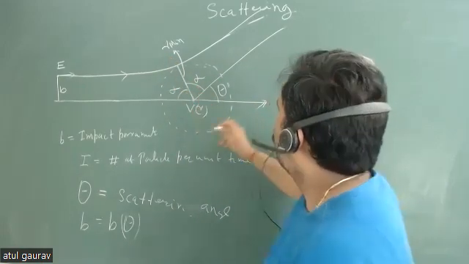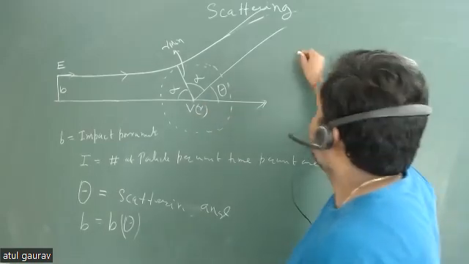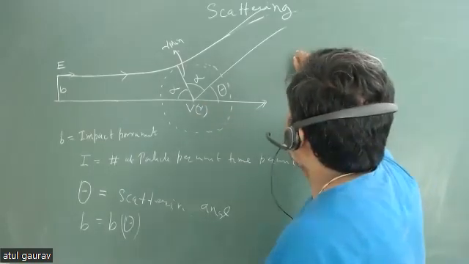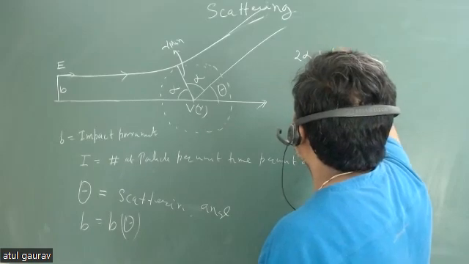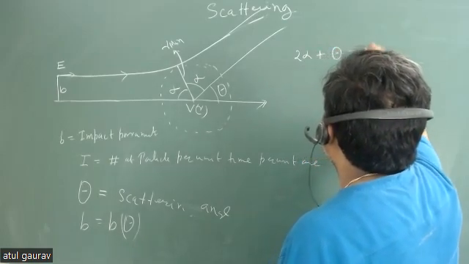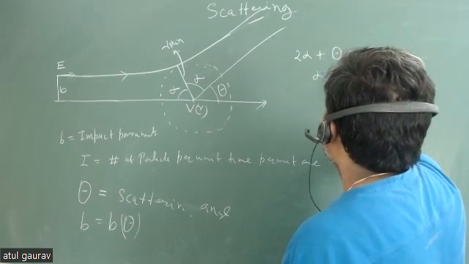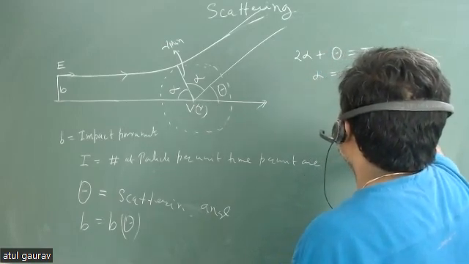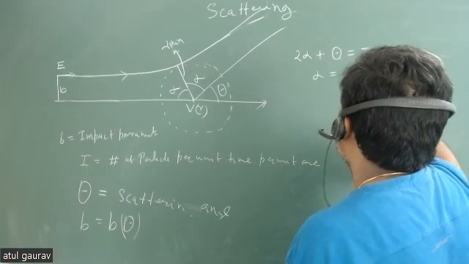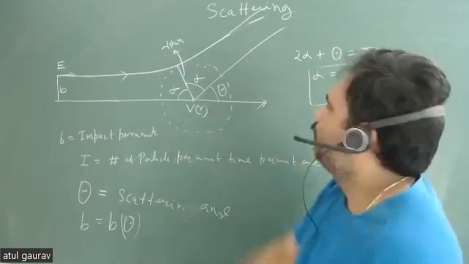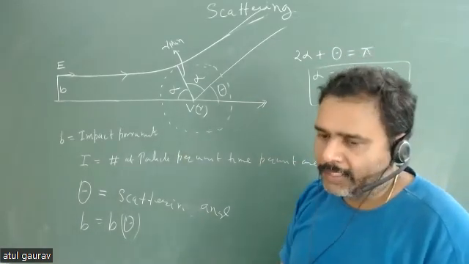Okay, so one more constraint is there: 2 alpha plus theta is equal to pi. And from here, alpha is nothing but pi by 2 minus theta by 2. So you have to always take care of this particular statement.